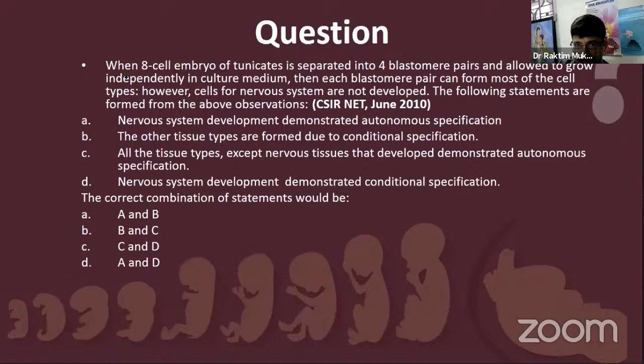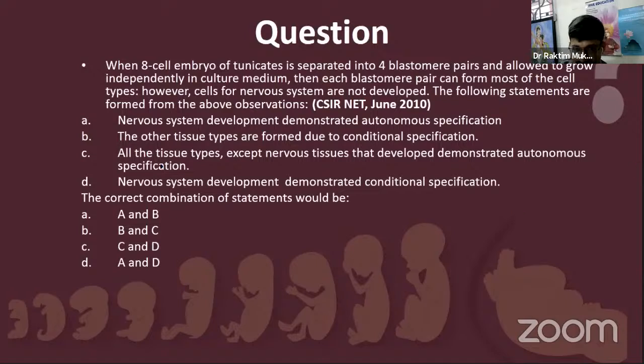Okay. Directly from what we studied a few minutes before: when an 8-cell embryo of tunicates is separated into 4 blastomere pairs and allowed to grow independently in culture medium, then each blastomere pair can form most of the cell types. However, the cells for the nervous system are not developed. Remember, it's not developed.